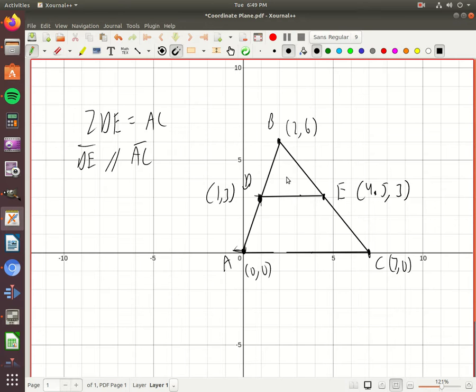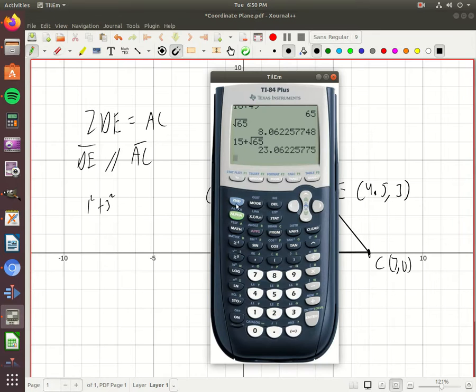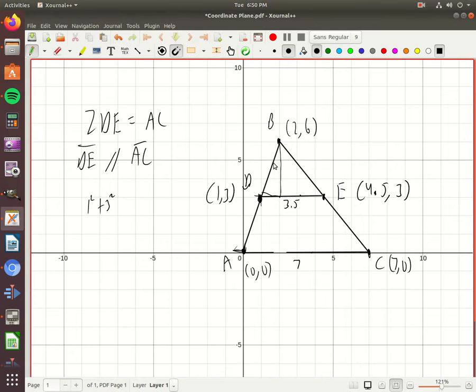All right, now we need to get the perimeter of both of these. So this is 3.5 and this is 7. This distance right here is 1 squared plus 3 squared. So 1 squared plus 3 squared, the square root of that will give me this. I haven't used a shortcut yet, but I'm gonna. The square root of 1 plus 9, so the square root of 10, is 3.16. So I know that this is 3.16.